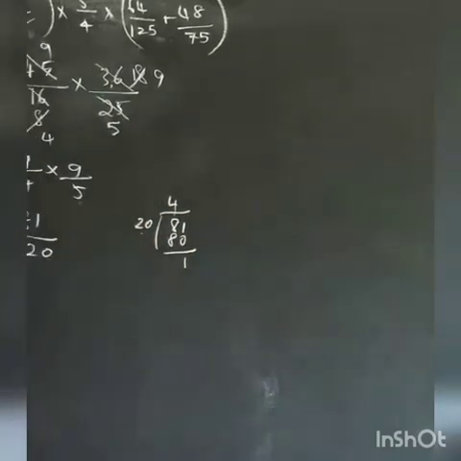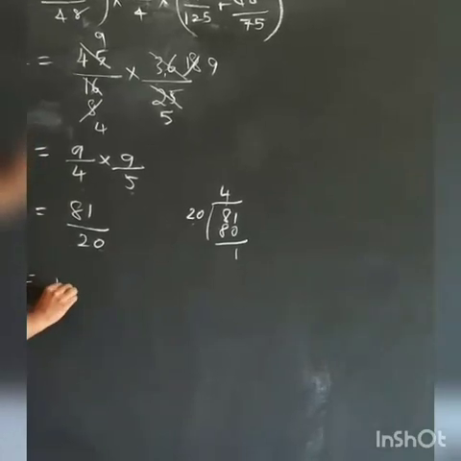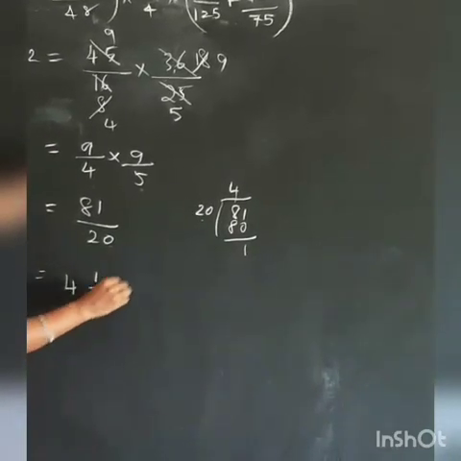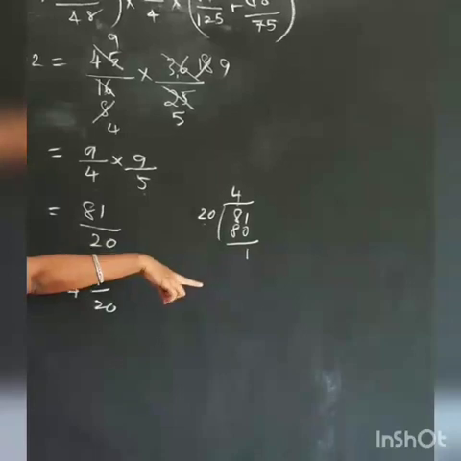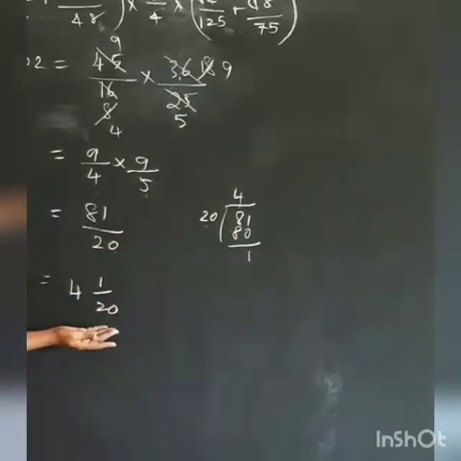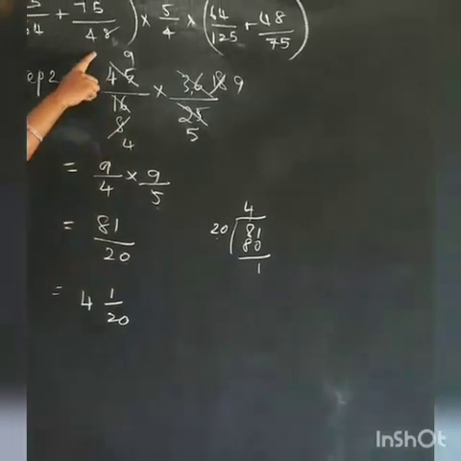So we have to write in the mixed fraction. What is your answer? 4 1 by 20. Start from the quotient. 4 1 by 20. So this is your simplified answer for the given quotient.